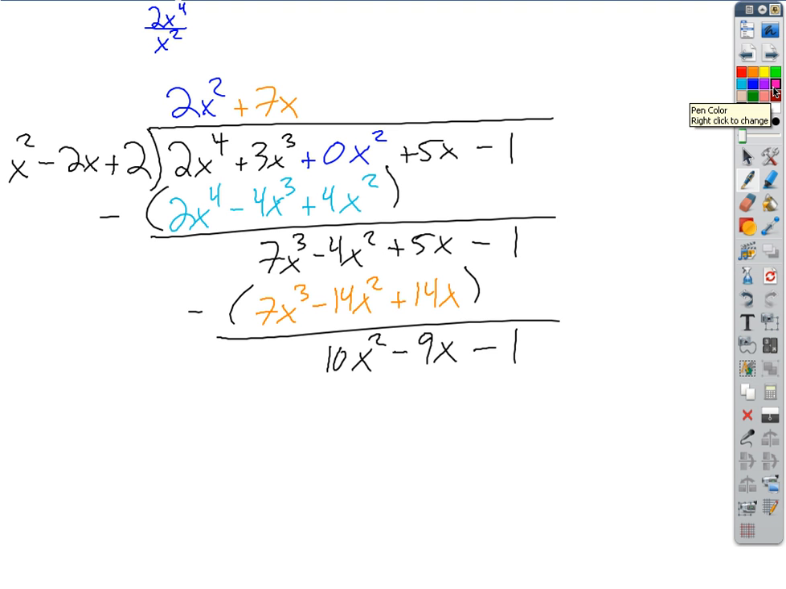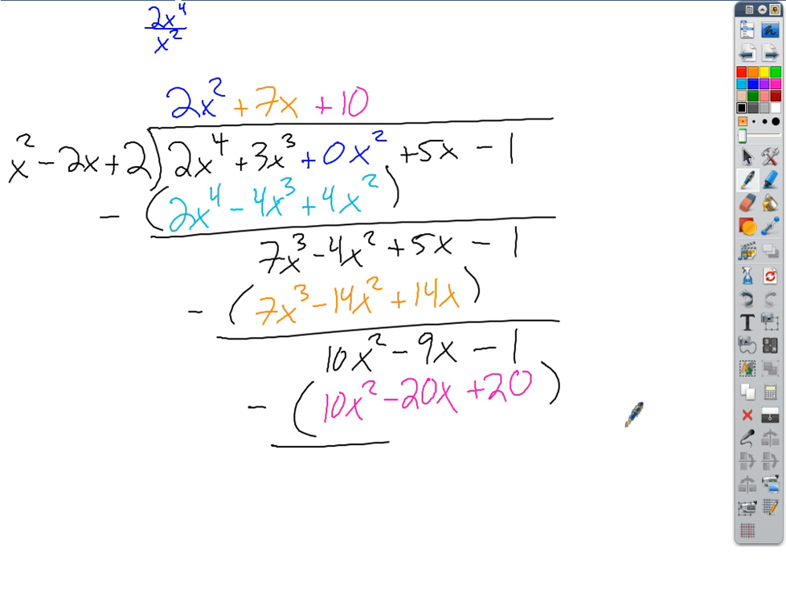How many times, or x squared times what is 10x squared? Okay, and then we'll distribute, right? Okay, so 10 times x squared gives us our 10x squared. 10 times negative 2x. Okay, and 10 times 2. Okay, and we'll subtract.